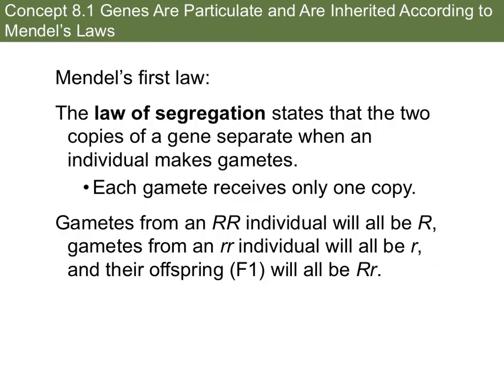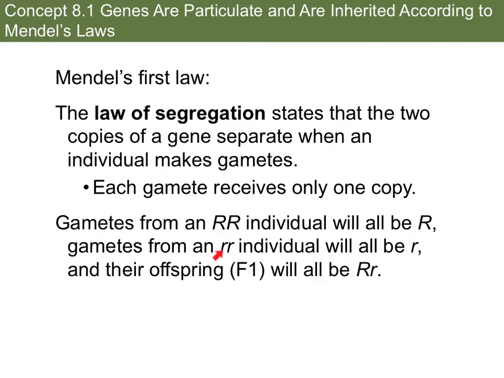This leads to Mendel's first law. The law of segregation states that the two copies of a gene separate when an individual makes gametes. Each gamete receives only one copy of the characteristic. Gametes from a homozygous individual, in other words, big R big R, will all be R.